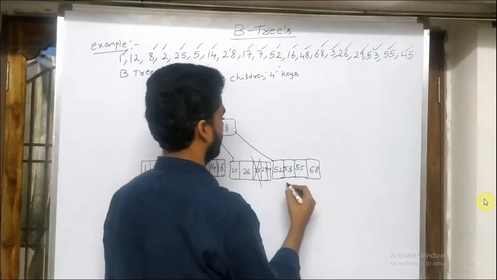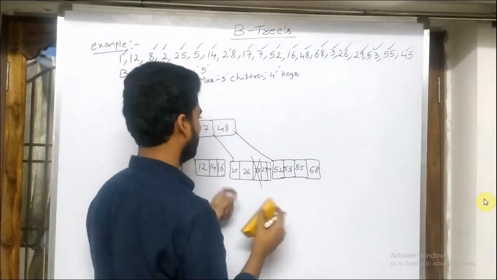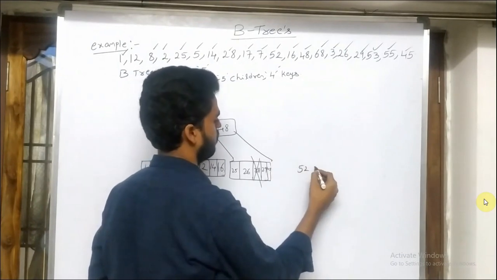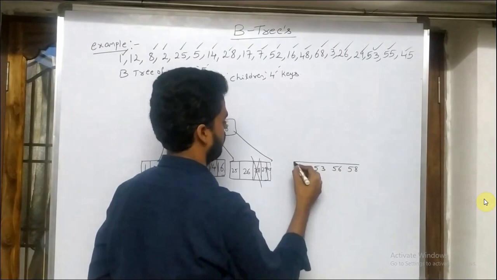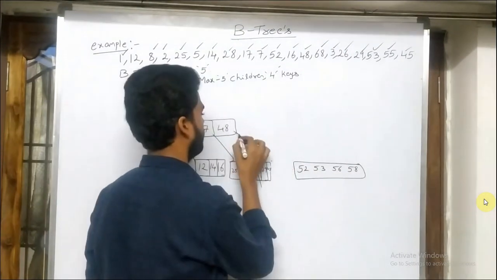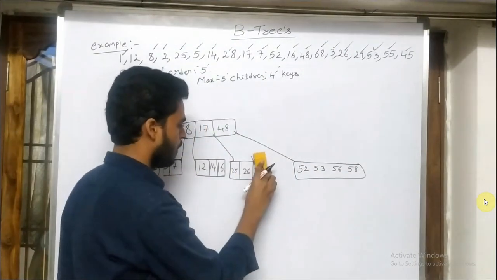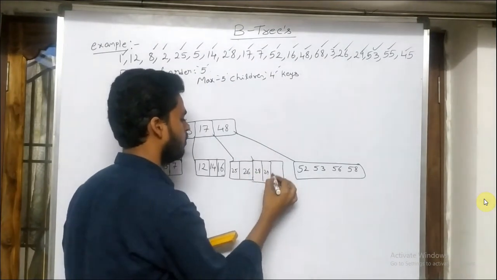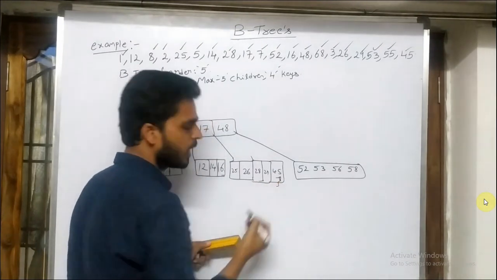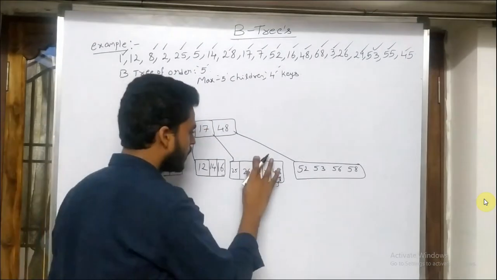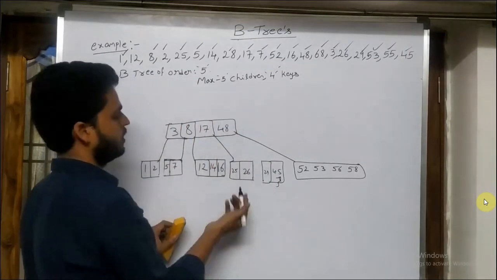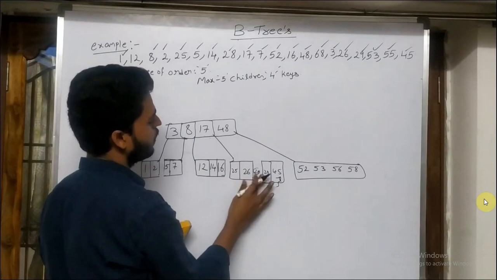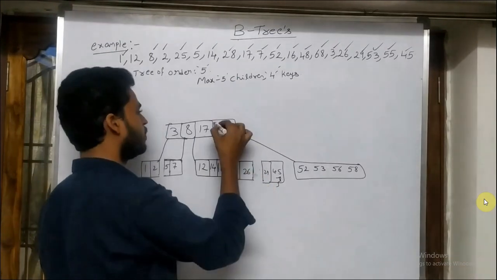Just see. I will write 52, 53. So, see here, 28, 29 and 45 is there. Because of this insertion of 45, it is violating. When it is violating, I need to pick up the middle element and move it upwards. What do I need to move upwards? This is 28, right? This 28 I need to move upwards, arranging it at the corresponding position.